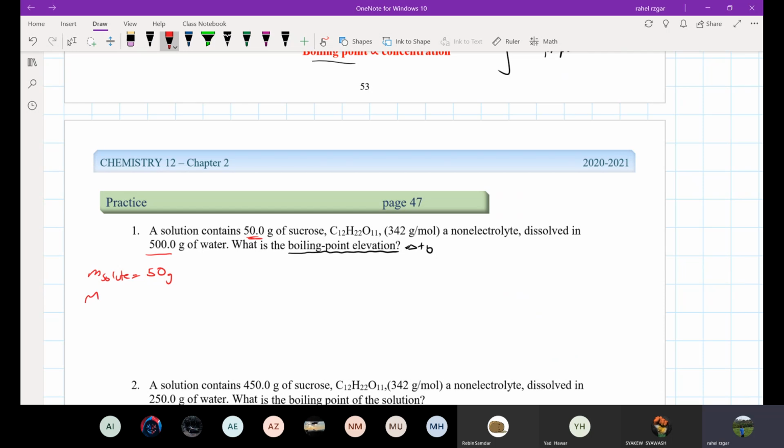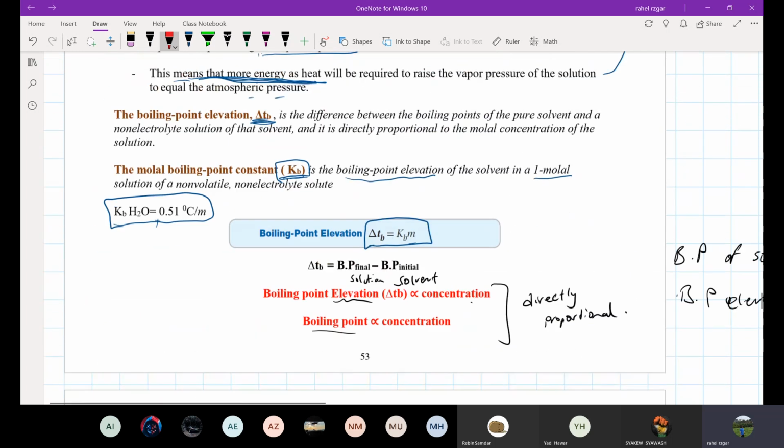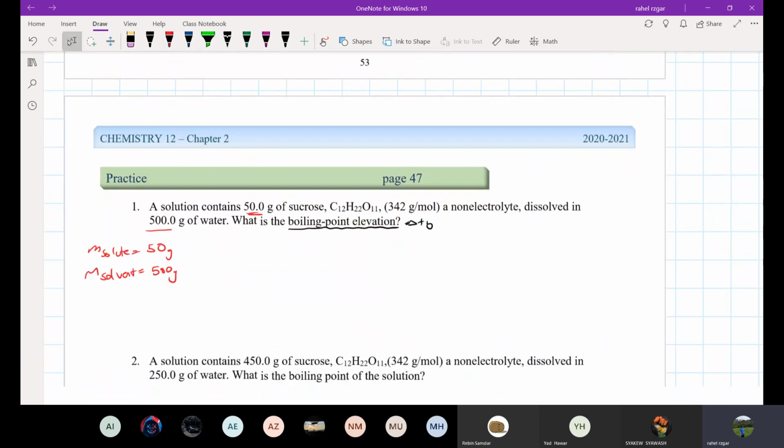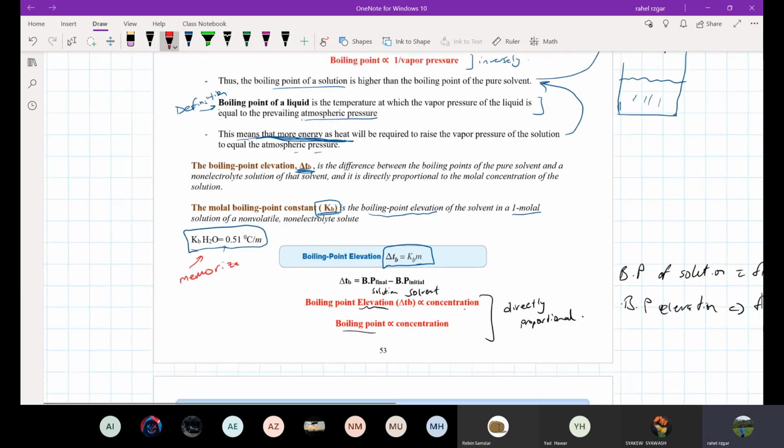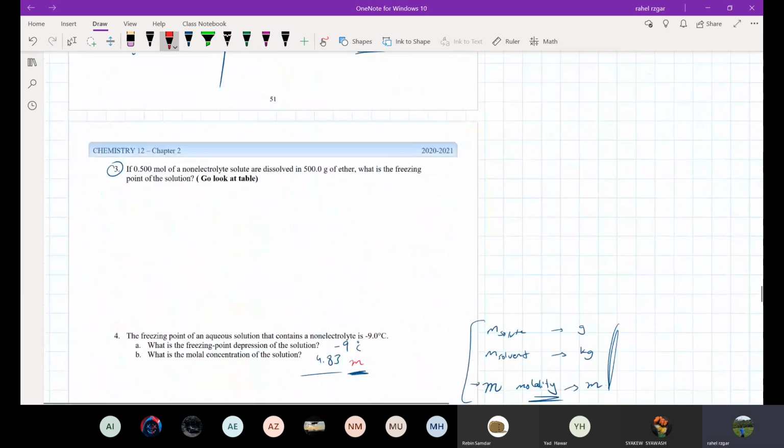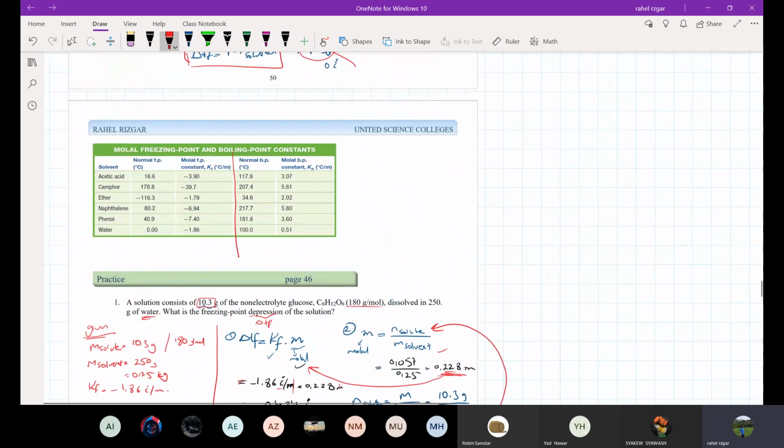Then mass of solvent, which is the water, is 500 grams H2O. And everyone, please memorize this one. Just like the minus 1.86, memorize this part also. For Kb is 0.51. For other substances, you can take it from the table. You don't have to memorize it. You can take it from this table. This is for boiling point.